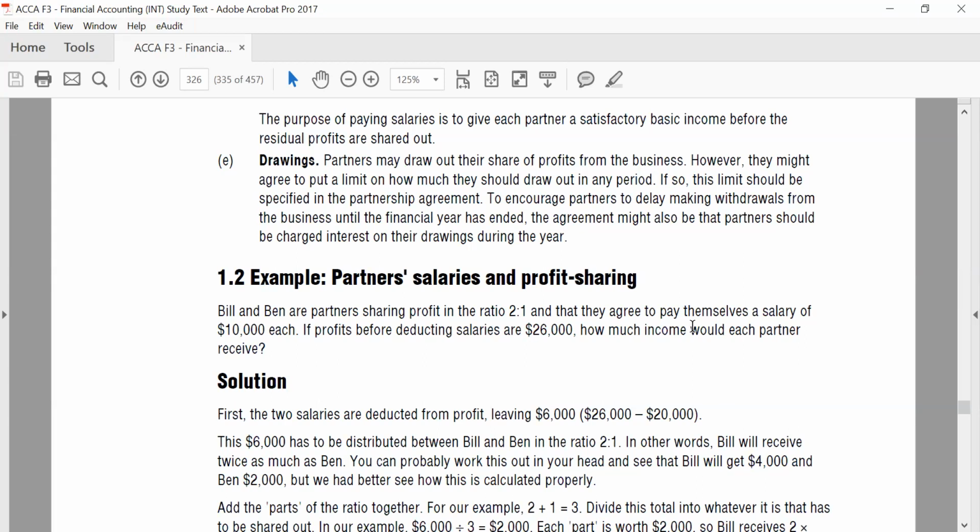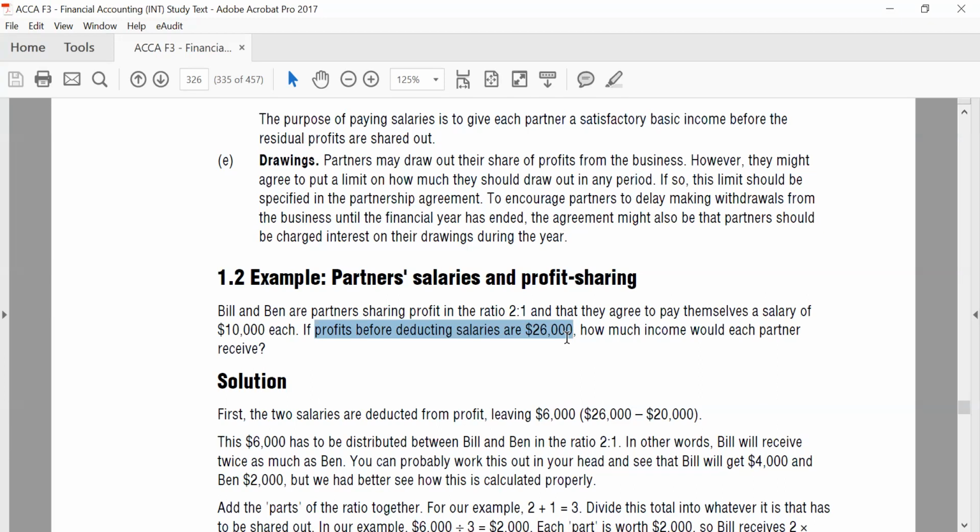Now, we are going to look at how to prepare partnership accounts. And we have key accounts that we look at. We have the partner capital accounts, we have the current accounts. We also have cases where we have what we call the appropriation account. Now, right here, this is just a scenario to help you appreciate how partners share their profits. As we can see, if there is a salary that each of the partners is taking, then we first remove it from the profits, because they are telling us profits before deducting salaries. So this is usually the profit before appropriation.